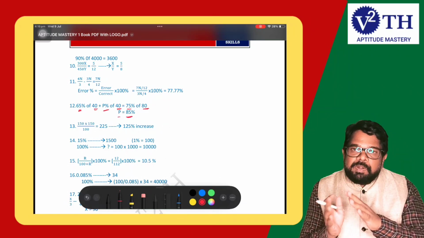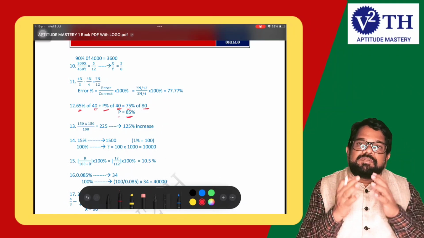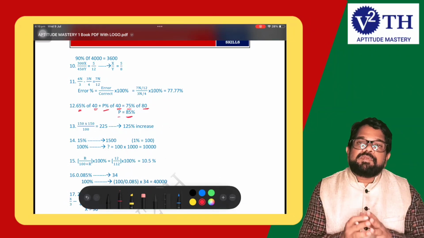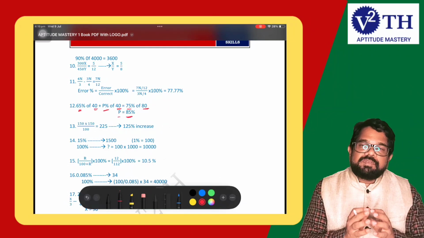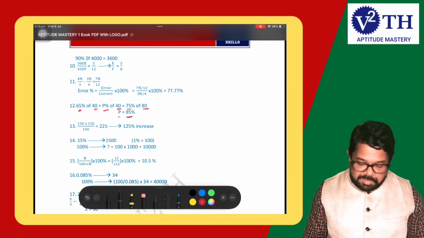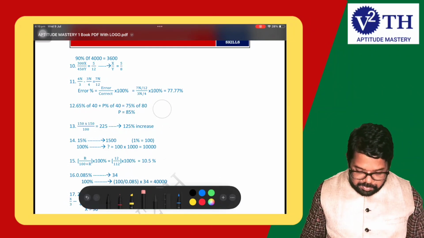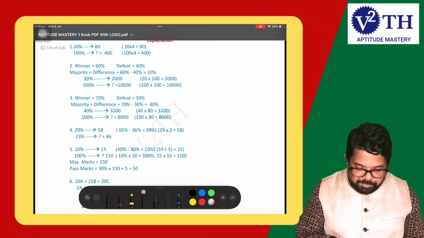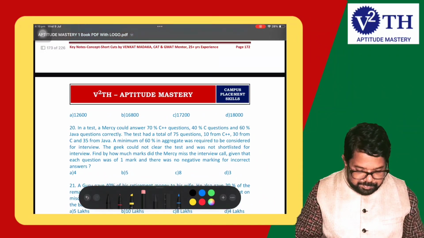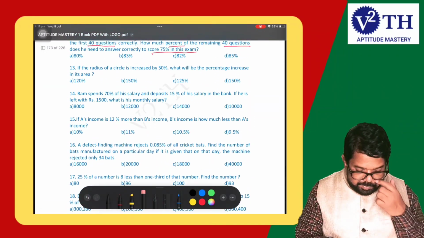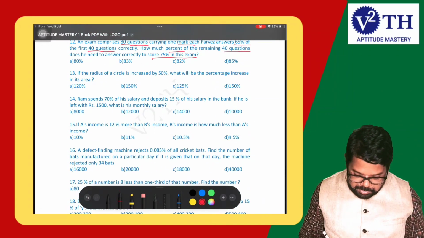So in the remaining 40 questions, how much percent he marks correctly? 85% if he marks correctly on an average. So he marks in the exam 75% correctly. Understood all of you? Now we will go for question number 13. See here question number 13.